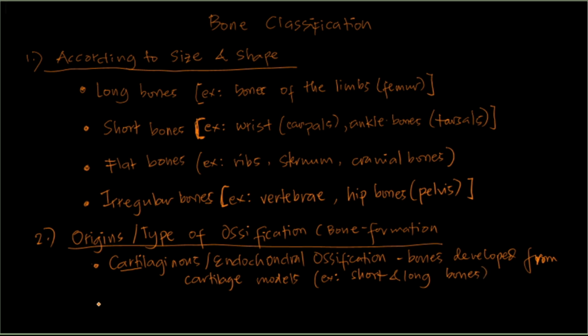Second one, under the origin or the type of ossification, we have your membranous. These are bones formed in the connective tissue membranes.